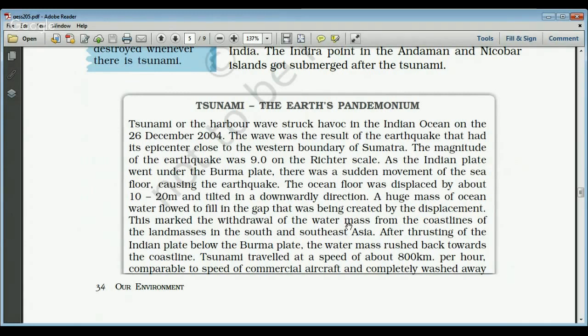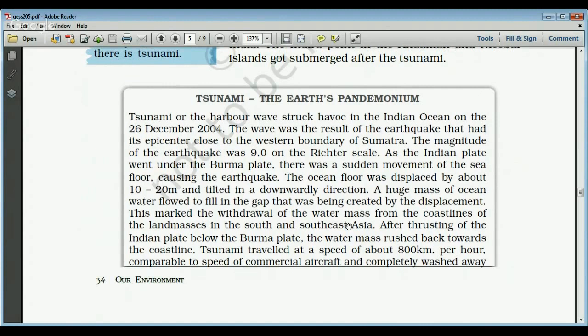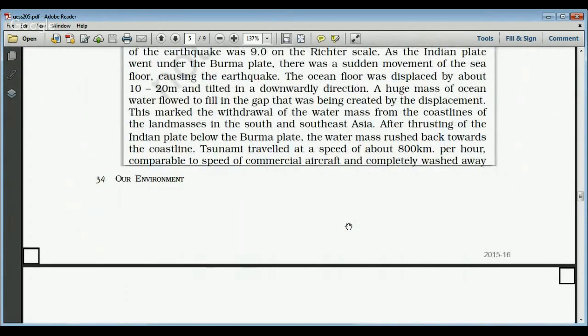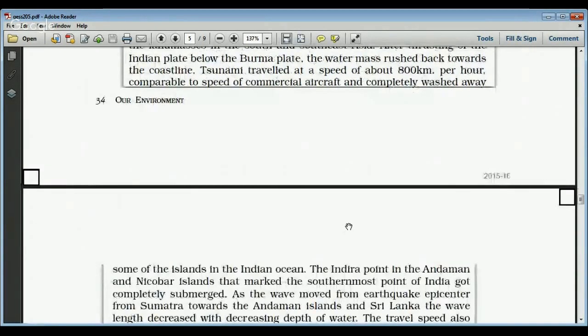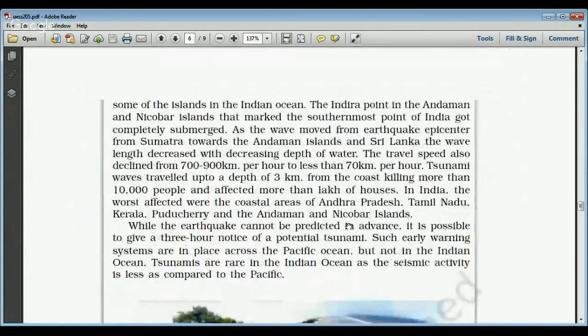After the thrusting of the Indian plate below the Burma plate, the water rushed back toward the coastline, and that tsunami actually traveled at a speed of more than 800 km per hour, which can be compared to the speed of a commercial aircraft. And it completely washed away some of the islands in the Indian Ocean. We have already seen that the Indira Point in the Andaman and Nicobar Islands, which marked the southernmost point of India, got completely submerged. So please remember this fact: the Indira Point got completely submerged during the 26th December 2004 tsunami. So now the southernmost point of India is not this Indira Point.